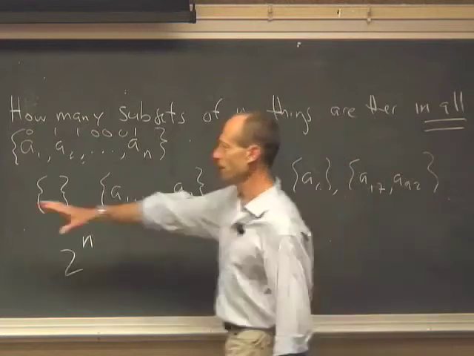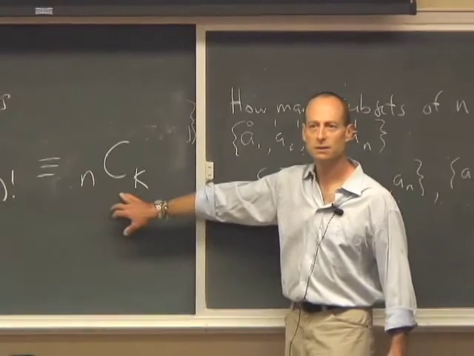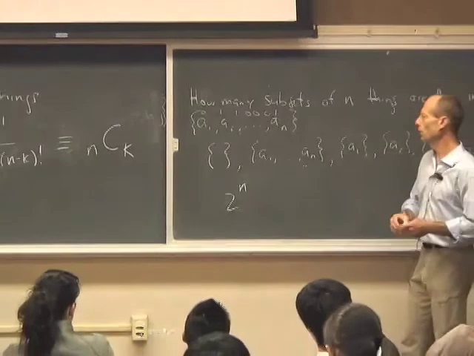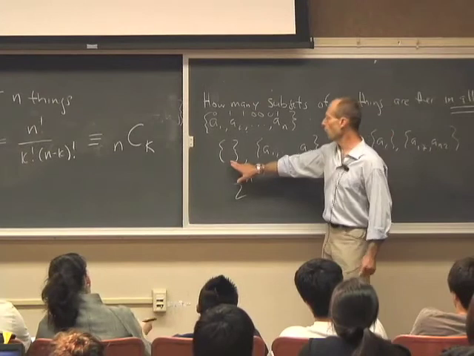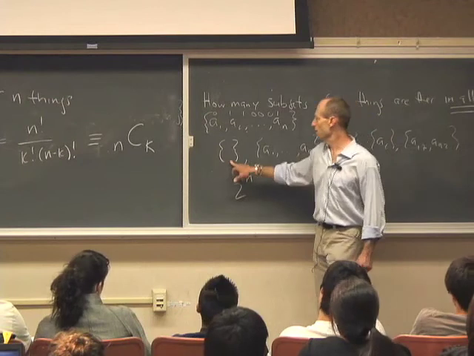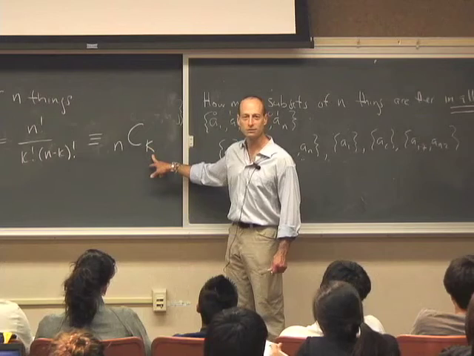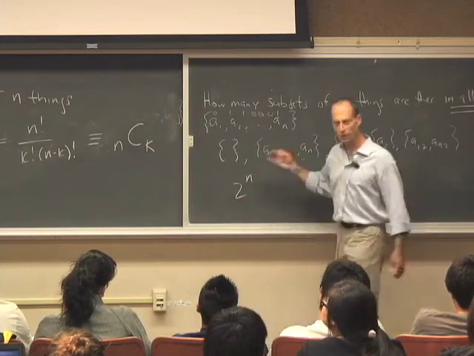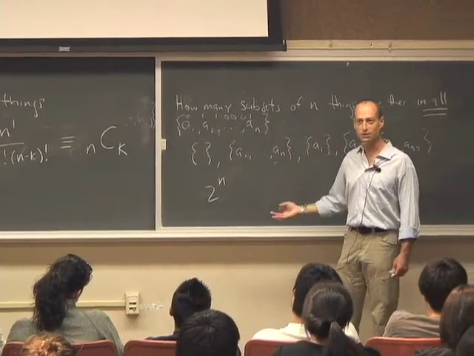How does this connect to n choose k? Well, there's one subset with no elements, right? Okay. So that's, of n objects, how many ways are there of picking no elements at all? That would be n choose 0, right? So n choose 0 ought to be 1, because there's only one subset of size 0 taken from n things, namely the empty set.